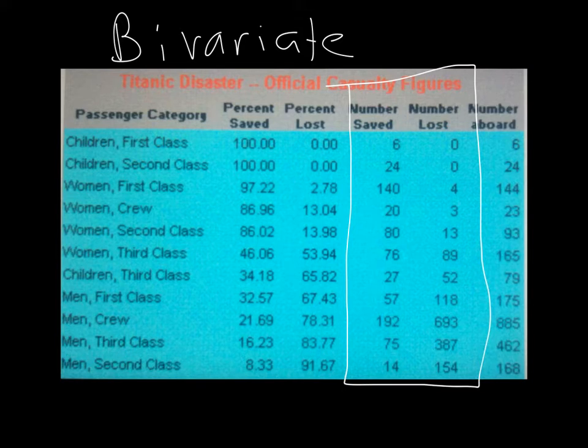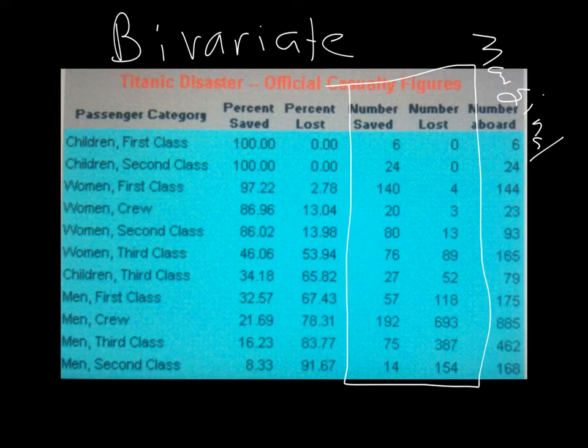Go watch it. Anyways, when looking at this, in looking at children in the first class, there are a total of 6. This row right here is what's called marginal data. Marginal, because it's on the margins, just like when you have a piece of paper, you've got the margins, the parts on the edge. And then you've got the part that's in the middle.